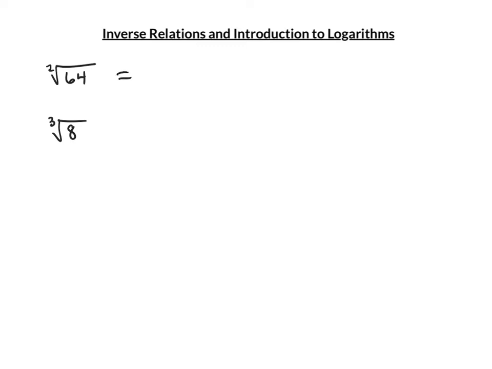But that'll help you understand what I'm doing here. It turns out that this is the same thing as 64 to the 1/2 power, which is of course 8. And the cube root of 8 then is actually 8 to the 1/3 power. And the cube root of 8, what number times itself 3 times makes 8? It's 2. 2 to the third is 8.